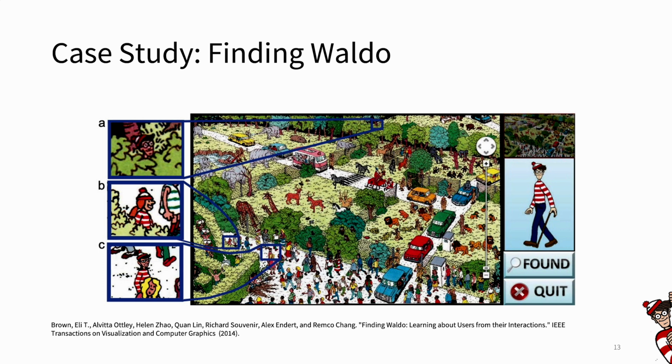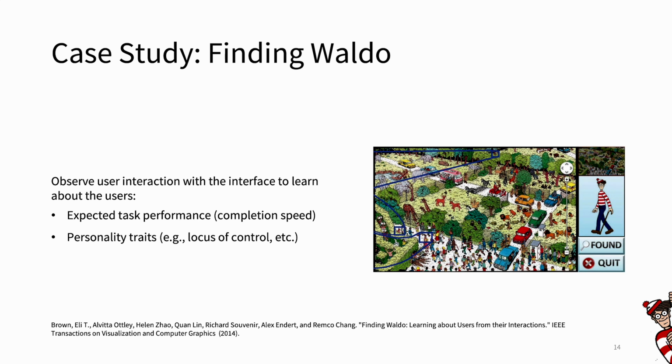While this is just a game, it mimics some characteristics of real-world visual search tasks, such as satellite image analysis and intelligence analysis. So the authors of this original paper conducted a user study on this game, where they captured user interactions throughout the session, and they were able to utilize machine learning to predict expected task performance and user personality traits just by observing the user's interactions. That's all the detail we need for this study, so let's apply our framework to it.